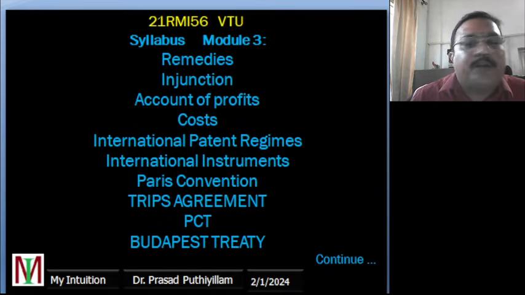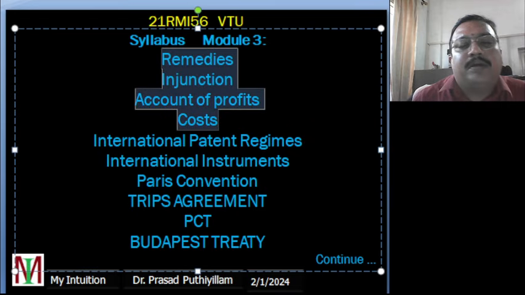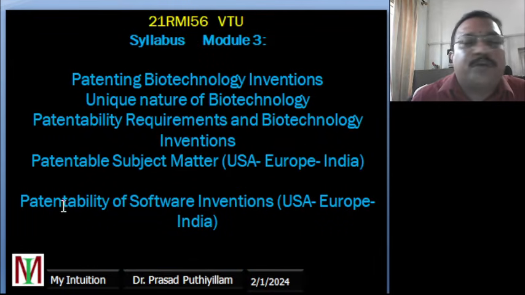Continuing module 3, remedies. The main remedies like injunction, account of profits, and costs come under that. So this is actually a group. Injunction means what legal actions are to be taken, what compensation is to be given, what the final constraints are, and finally how they do that, all explained in detail in this particular portion.